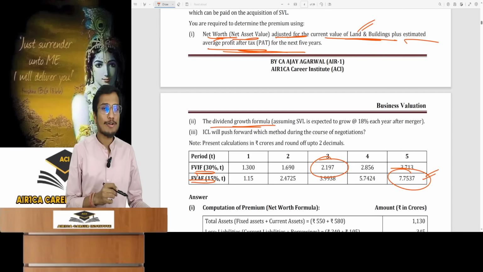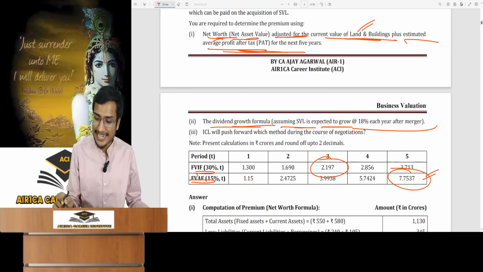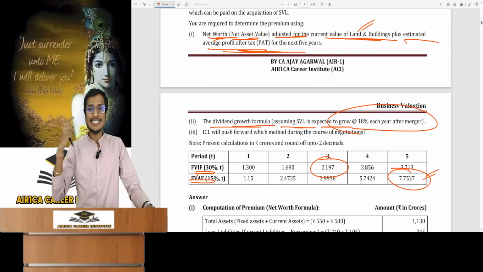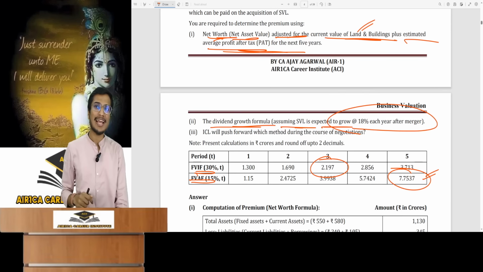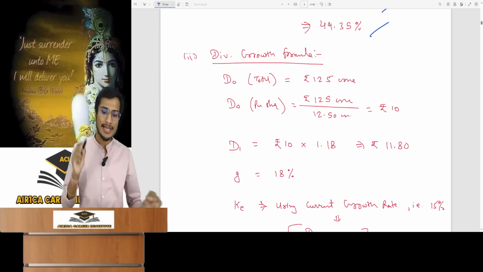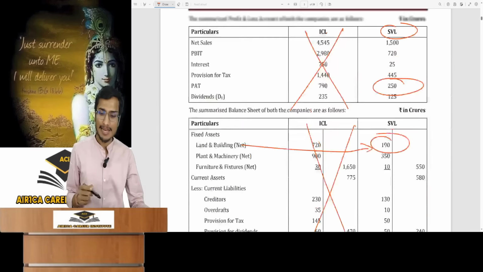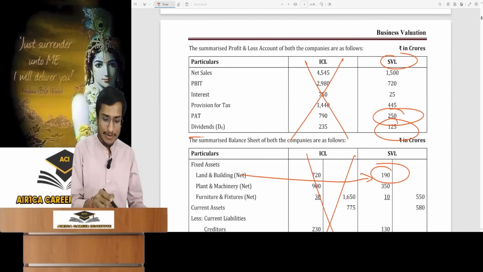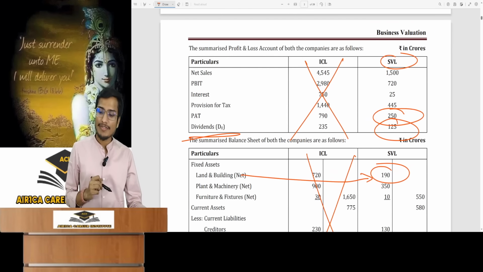Next, this question asks for the dividend growth formula, and it states that SVL is expected to grow at 18% each year after. The merger's 18% growth is useful for D1 divided by KE minus G. So D0 is given in the question. SVL's D0 is given as 125 crore.